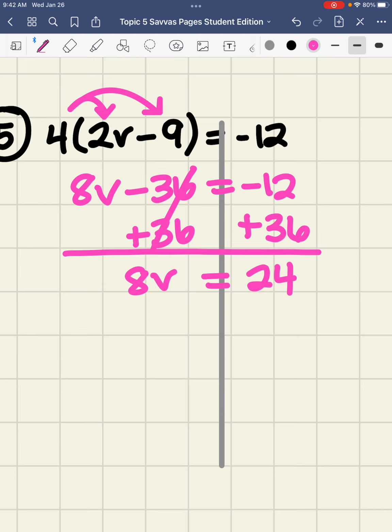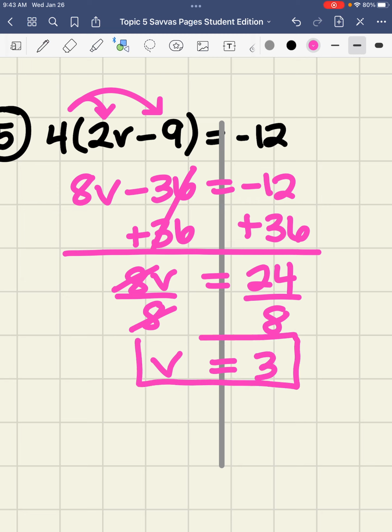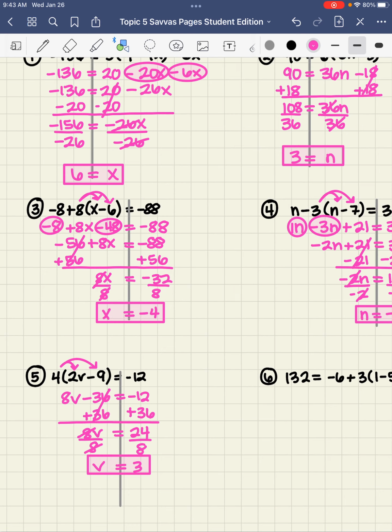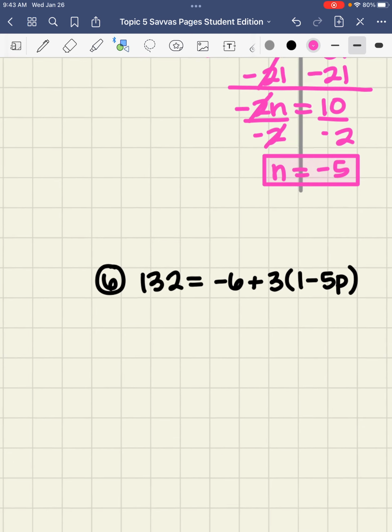Now to get that v by itself, I need to undo multiplication. So I'm dividing by 8 on both sides. My 8's cancel out. V equals 24 divided by 8, which is 3. V equals 3 is my answer. Okay, last one, number 6.